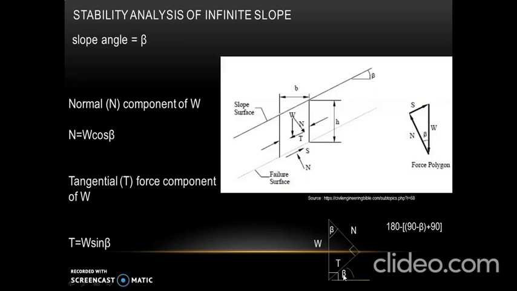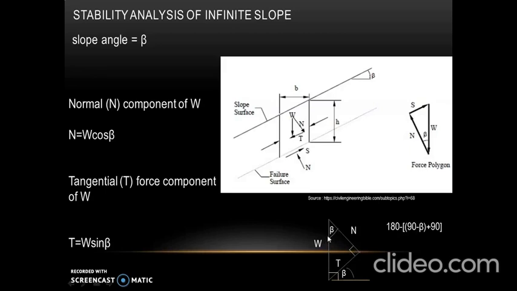So if this angle is beta, the angle between W and T will be 90 degree minus beta. And the angle between T and N is 90 degree. So the angle between W and N will be 180 degree, that is the sum of all the three angles for a right angle triangle, 180 degree minus the sum of these two angles, that is 90 minus beta plus 90. So we get the angle between W and N as beta.